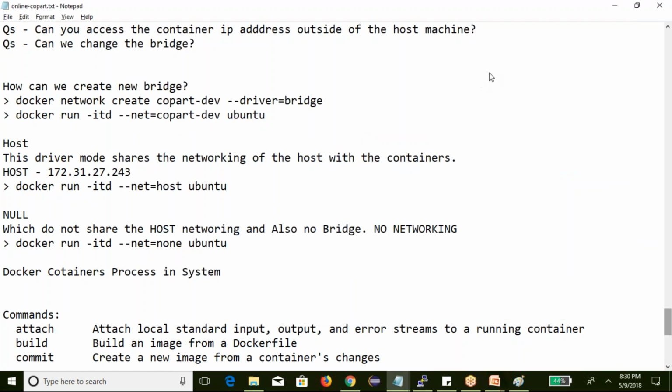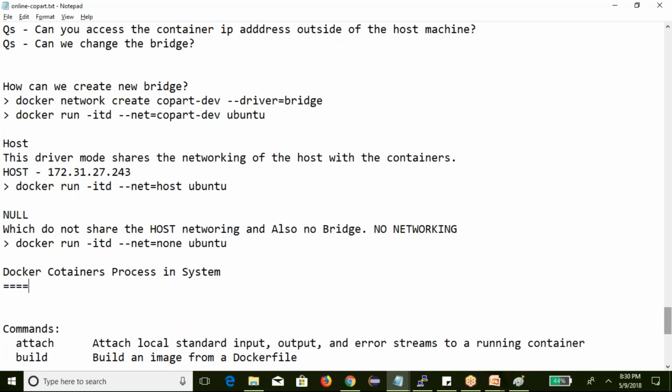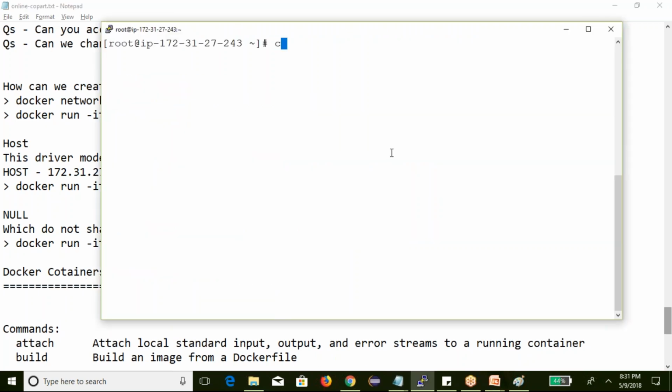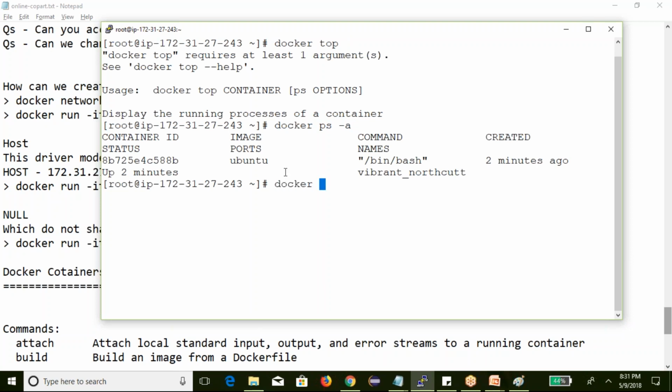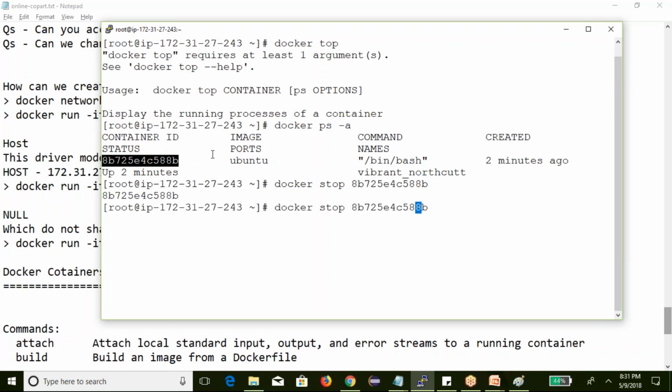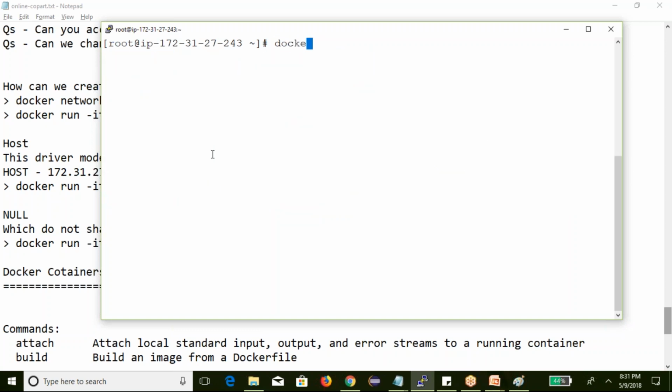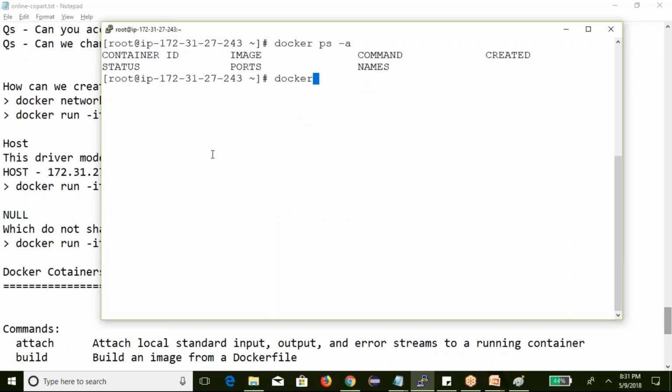Okay, now let's move on. Next statement which I said, Docker container processes in system. I don't know how many of you have observed or not, but this is a very important concept. Let me remind you, Docker ps -a. As of now, I'm stopping this container and then removing this container. So now this becomes a fresh environment. Now nothing is there. Docker ps -a, you can see that everything is fresh. Now there is no container running.